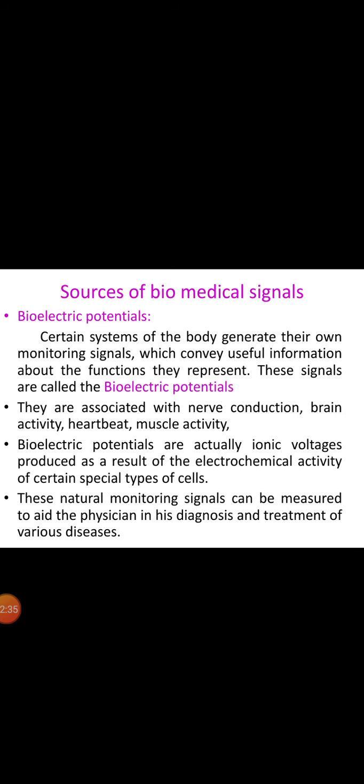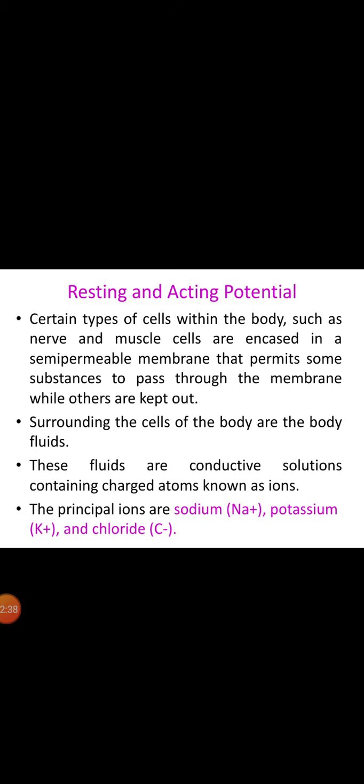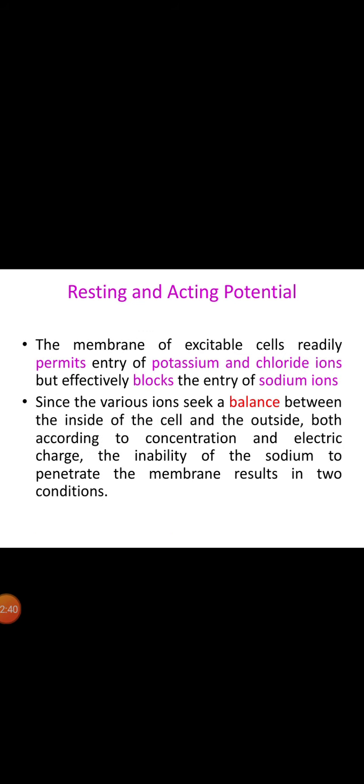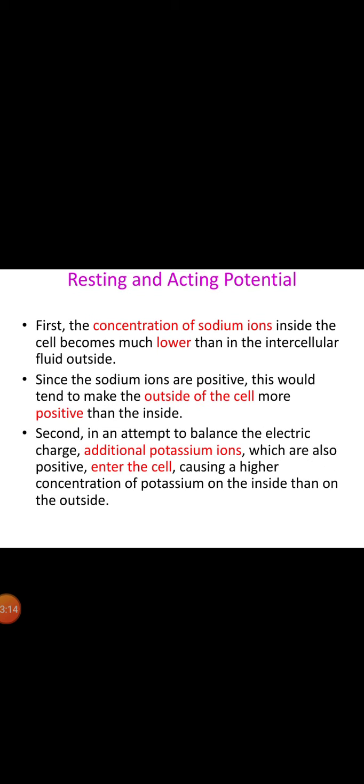The membrane of the excitable cells readily permits the entry of potassium and chloride ions, but effectively blocks the entry of sodium ions, even though there may be very high concentration gradients across the cell membrane. This results in a higher concentration of sodium ions outside than inside the membrane. The various ions balance between inside and outside according to the concentration of electric charges. The membrane potential caused by different concentrations of ions is called resting potential. Now the cell is in the resting state, that is, the polarized state.